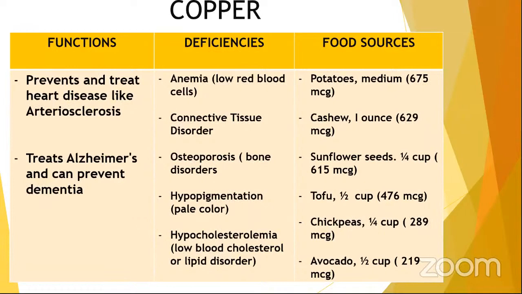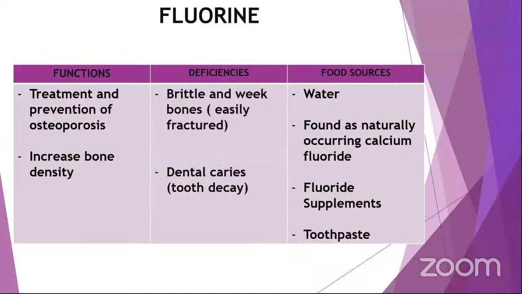Food sources. A medium potato has 675 micrograms. Sunflower seeds, a quarter cup of sunflower seeds will be 615 micrograms. Tofu, half cup, will give you 476 micrograms. Good. Now, our third trace mineral is fluorine.